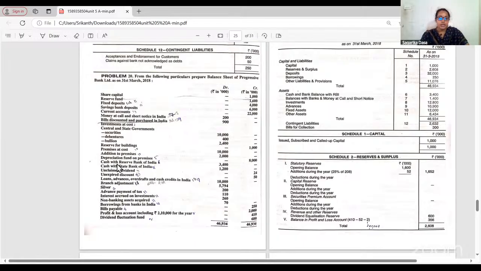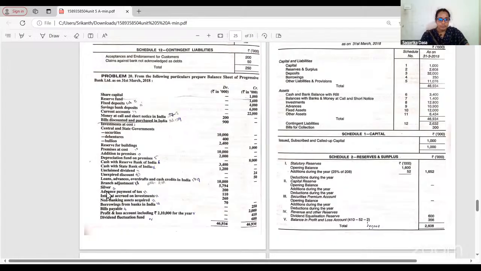Schedule 5. Cash with Reserve Bank of India. Cash with State Bank of India. This is schedule 6. Unclaimed dividend, unexpired discount, schedule 5. Loans and advances, schedule 9. Branch adjustment comes under schedule 12.